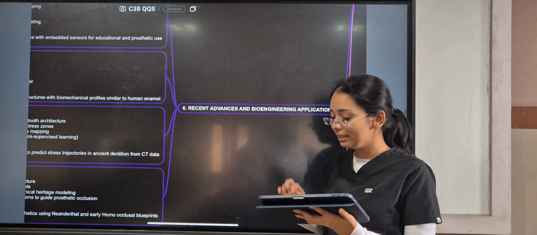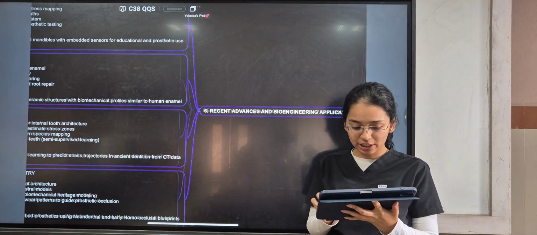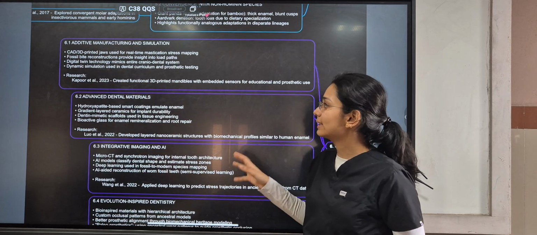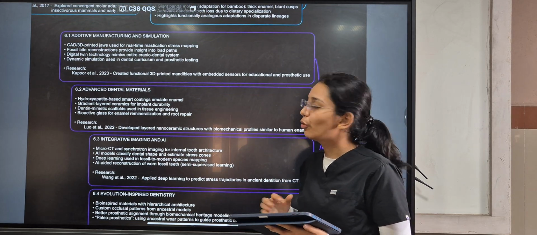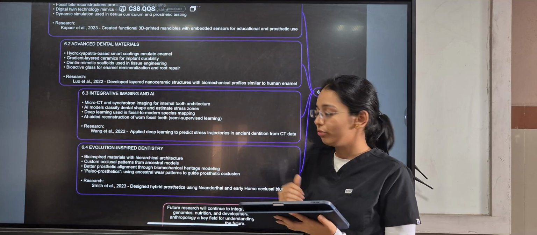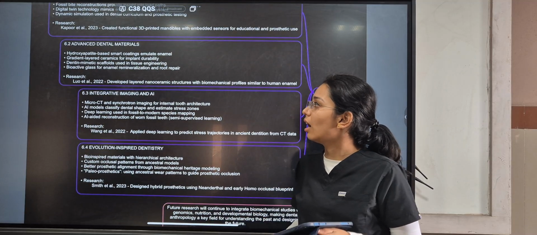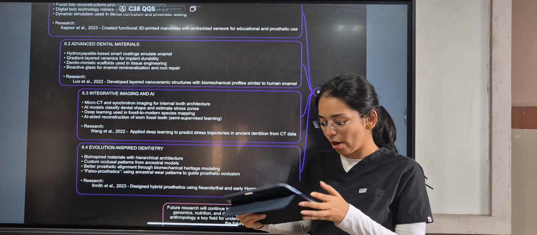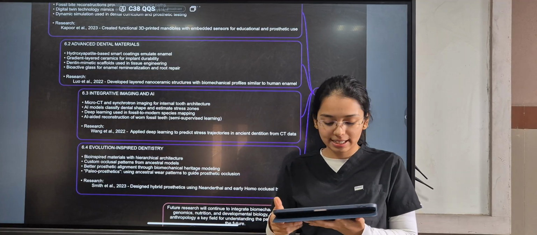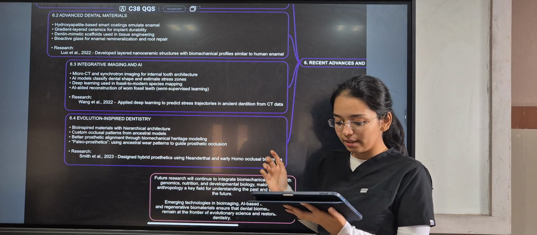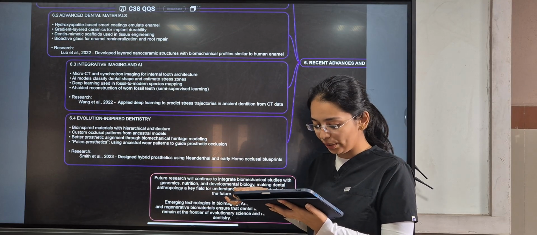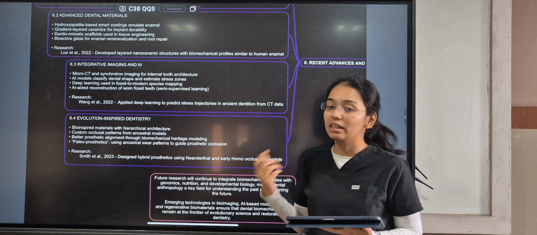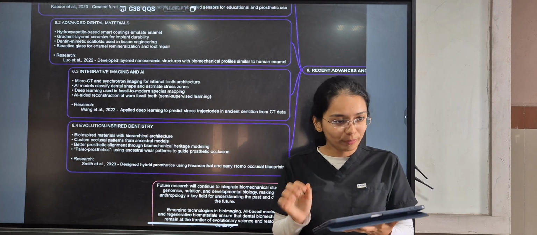So moving on to the recent advances and bioengineering applications seen recently. We have additive manufacturing and simulation, which is CAD/CAM and 3D-printed jaws for real-time masticatory analysis. Next we have advanced dental materials like hydroxyapatite-based smart coatings which simulate the enamel, and bioactive glass for enamel remineralization and root repair. There is research conducted by Yu et al. in 2022 who developed layered nanoceramic structures with biomechanical properties similar to the human enamel itself.